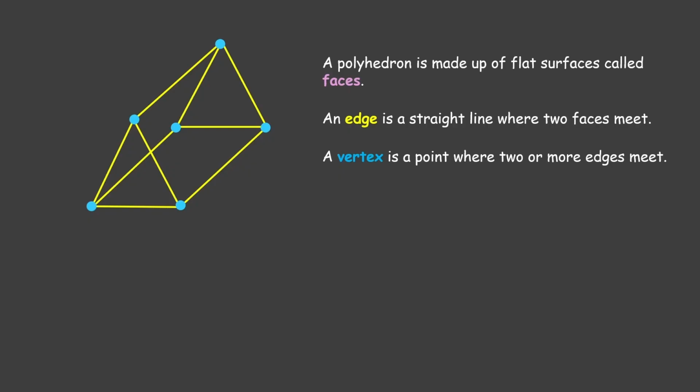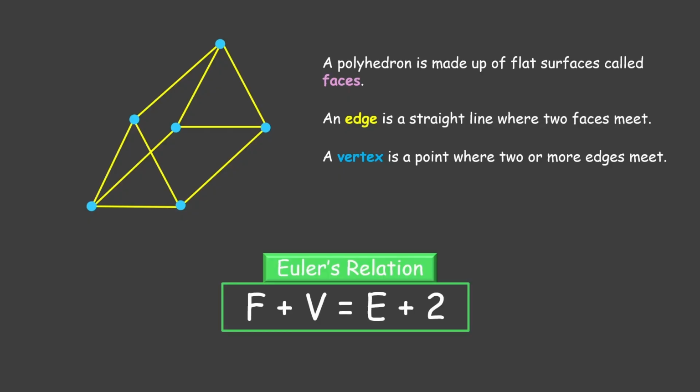And this is given by a formula called Euler's formula or Euler's relation for polyhedron, which is F plus V is equal to E plus 2. Now, F here is the number of faces, V is the number of vertices in the polyhedron, and E is the number of edges in the polyhedron. Let us look at some examples of polyhedrons and verify this relation as well.